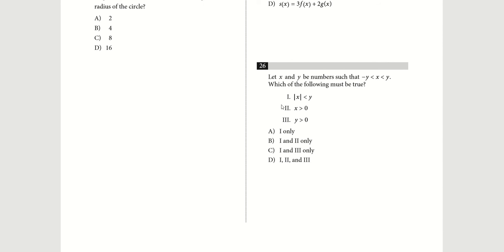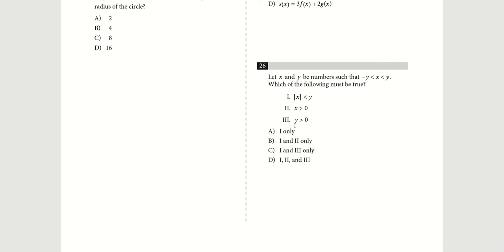So x doesn't necessarily have to be a positive number. It could be a negative number that's larger than whatever negative y is. Another example, if y is equal to 10, then negative y is negative 10, and x could be any negative number bigger than negative 10, and this relationship would still hold true. So 2 doesn't have to be the case. What about 3? Does y have to be larger than 0?